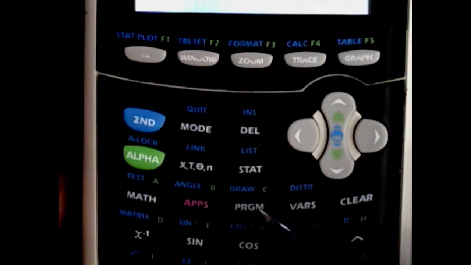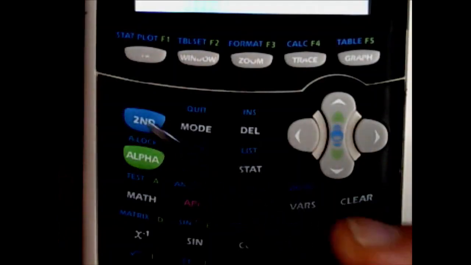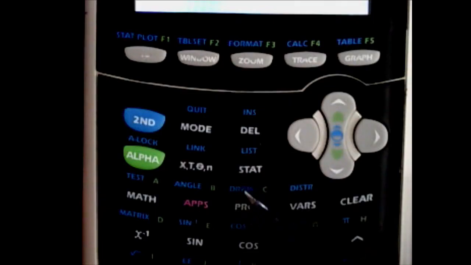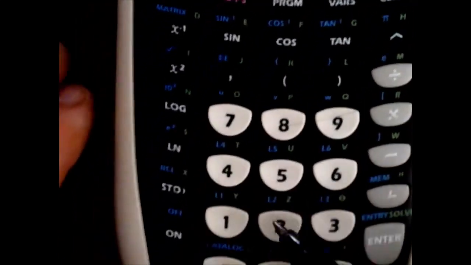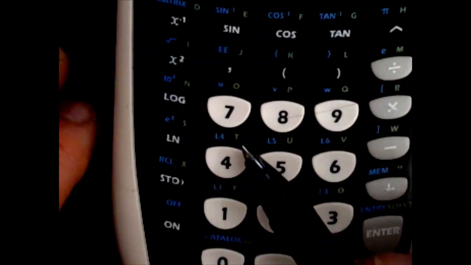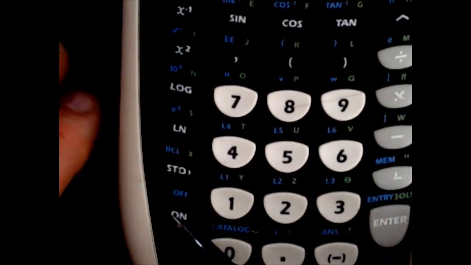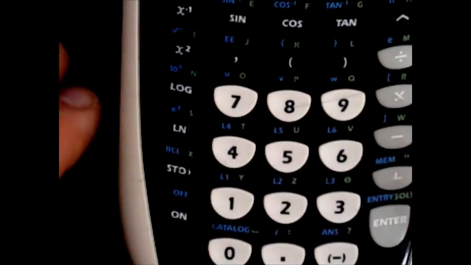If you hit this key, you get program. If you hit second program, you get draw. And if you hit alpha program, you get the letter C. So each of these keys, if you notice, has something written on it and then something above to the left and right, which are in blue and green. So if you want to turn something on, you just hit the on key. If you want to turn it off, you got to hit second on in order to get it to turn off. Alright.